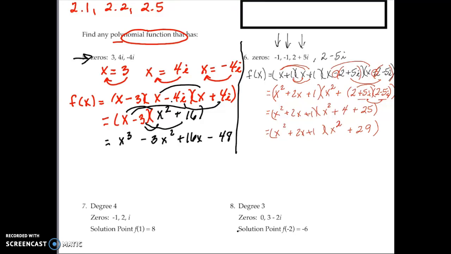Take a moment, pause the screencast, and expand or multiply the trinomial times the binomial. Remember to combine like terms. In a moment, turn the screencast back on to check your answer.